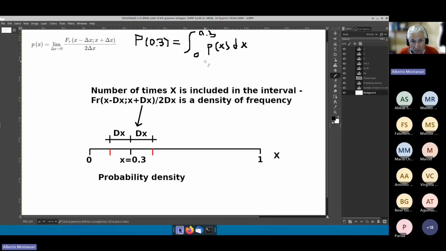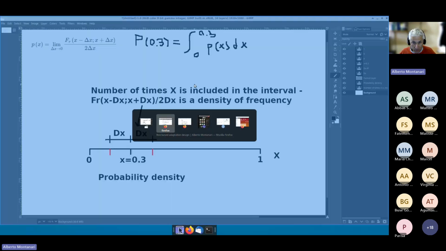And this frequency is summed up through the integral between 0 and 0.3. So I am computing the frequency of the variable to fall between 0 and 0.3, which is the probability of not exceedance. So if I compute the integral of the probability density, I get the probability of not exceedance. Let's do that in R then. And this is what is written in the web page.